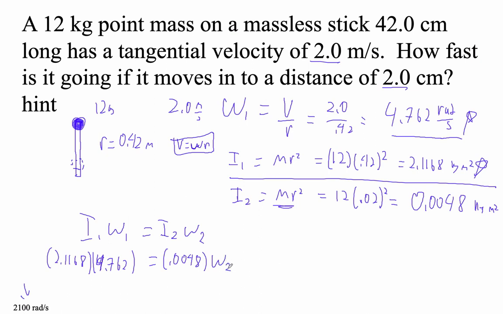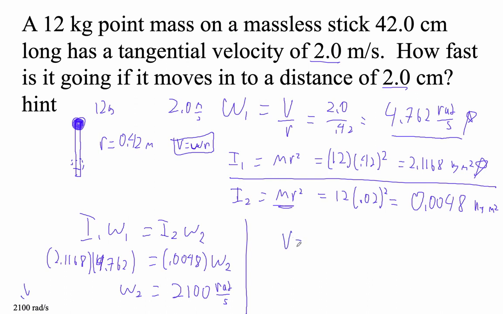So let's figure this out. 2.1168 times 4.762. I'm just using the numbers from my calculator. Divided by 0.0048. And indeed, that is exactly 2100. That is crazy. There are some things that science cannot explain. There's got to be some numerical reason here. Oh, it must be tangential relationships. Anyway, I'm distracted. So exactly 2100 radians per second.